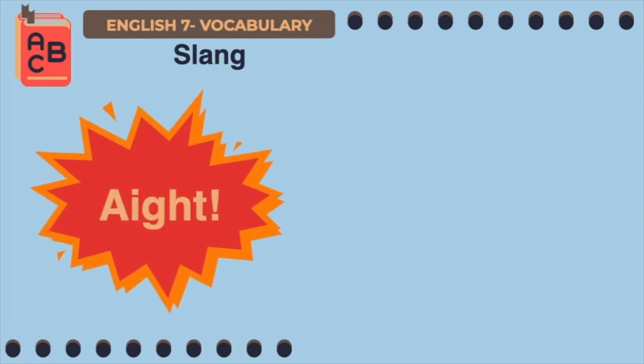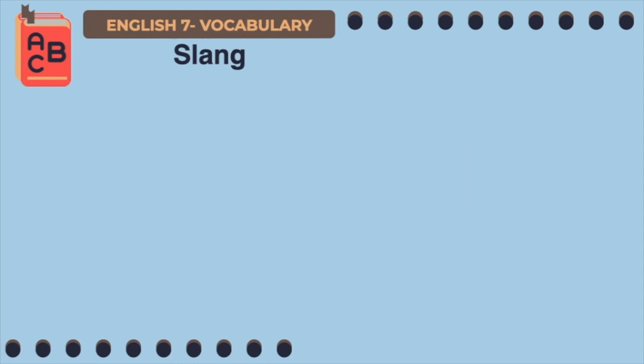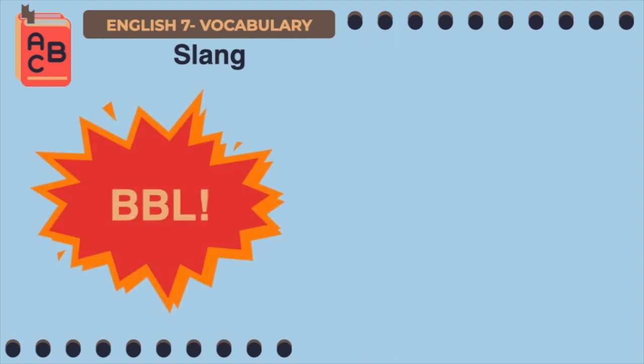Here are some examples of slang. Ike. This slang word means an exclamation of agreement, and comes from the word alright. Another example is BBL. This means be back later. It is used if you have to leave for an extended amount of time.